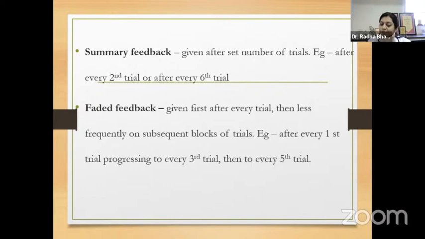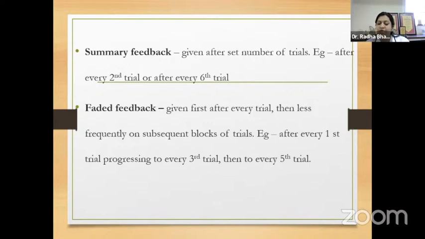And whatever types of feedback we are learning, you can use a mixed version also. Sometimes you give immediate feedback, and then you see that there is great improvement in the performance. Now your patient doesn't need feedback, so you can immediately switch to summary feedback. So it will be dependent on the patient and his performance.